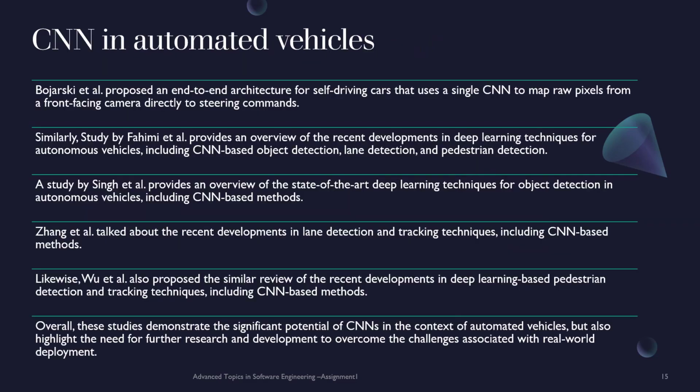So I went through research articles on the use of CNN in automated vehicles, which suggested the recent developments in deep learning techniques for autonomous vehicles, including CNN-based object detection, lane detection, and pedestrian detection. Overall, these studies demonstrate the significant potential of CNNs in the context of automated vehicles, but also highlight the need for further research and development to overcome the challenges associated with real-world development.